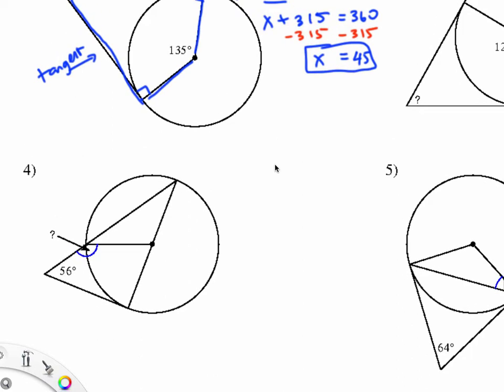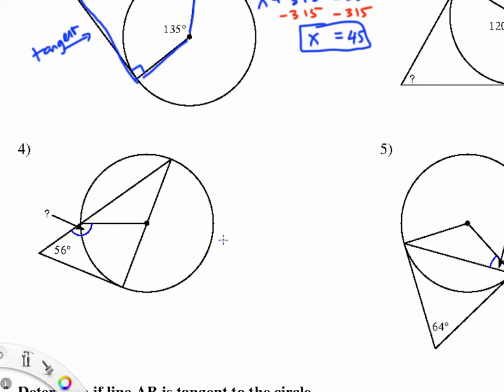All right, this one's a little bit more of a challenge. Okay, so number 4, I've got this guy right here. This guy, we'll call him x. We want this angle right here. Okay, this is kind of tricky. So what you see here, it looks like we've got a triangle this time. This big triangle here.